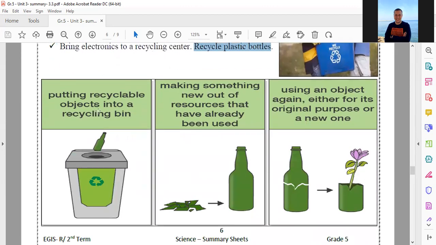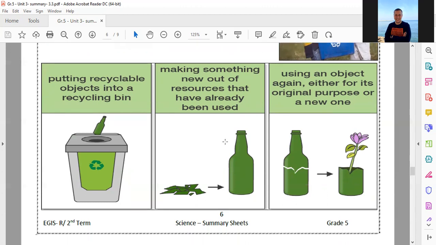Look at this picture right here. First, putting recyclable objects into a recycling bin, like the glass, for example, making something new out of resources that have already been used. We can make new bottles from the old ones, or use an object again, either for its original purpose or as a new one. Yes, we can use the bottle as it is, or we can use it in a different way, like this one right here. This glass bottle was broken, so the lower part was taken as a pot for this plant or flower.